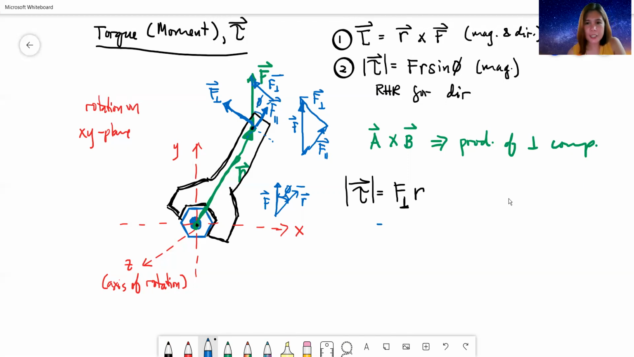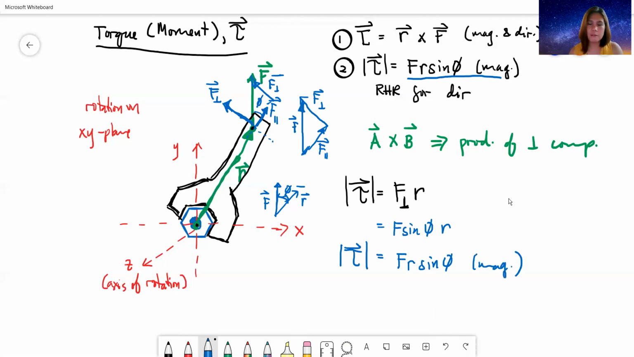So F perpendicular is the magnitude of F, itong green arrow na ito, sine phi, and then you have R. So if we further rearrange this, it will still lead us to F R sine phi, which is still the same as this one. But we are just looking at it in the parallel perpendicular component. So this would be the magnitude, and we still use the right hand rule for the direction.